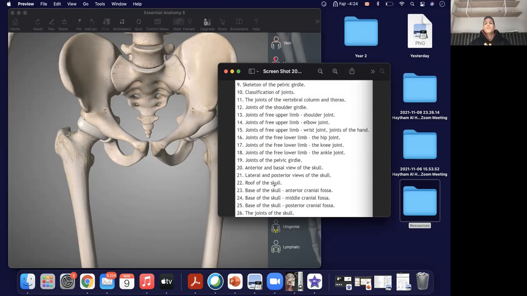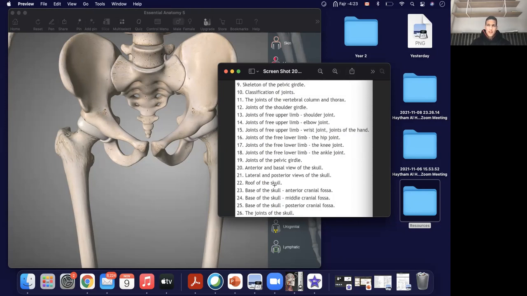Roof of the skull. This is one of the most annoying parts, but it's called the vault, and I think I've explained this really well in my skull video. The vault was a very big confusion for people, because when Swirsky asked about it, he would like to know the borders of the skull, the borders of the roof of the skull.